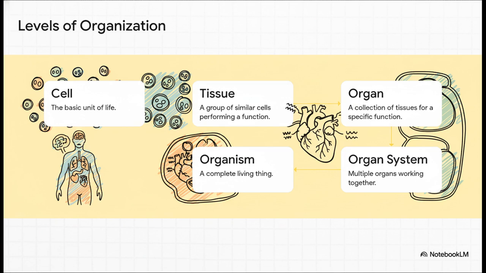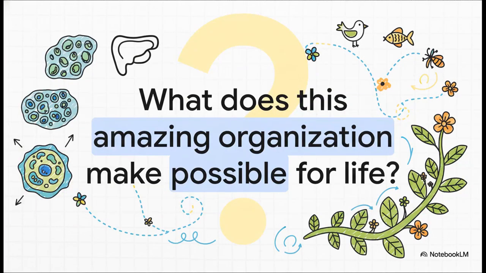Different tissues then work together to create an organ, like your heart. Organs, of course, don't work alone. They form organ systems, like the circulatory system. And finally, when you put all of those systems together, working in perfect harmony, you get the complete organism. You get you. And just like that, our tour comes to an end.